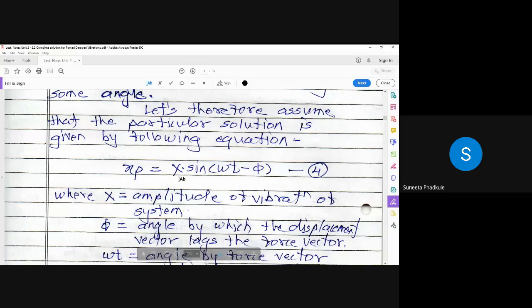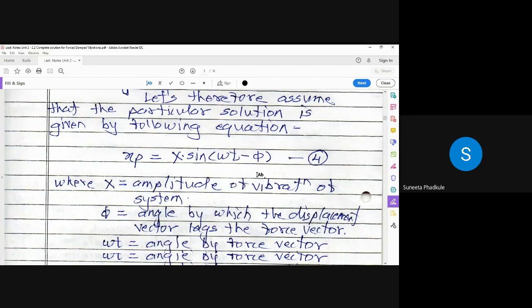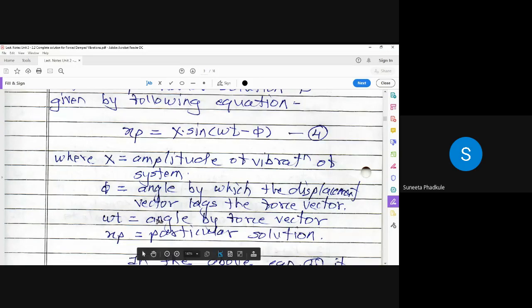See here, the particular solution is given by the displacement vector x, which will have the frequency omega, and it is lagging the force vector by some angle phi. The force vector is making the angle omega t, and xp will lag by phi. So what is the total angle of the displacement vector? Omega t minus phi. The diagram we'll see later on. So xp is equal to X sine of omega t minus phi. This is our solution. We are assuming that the particular solution is given by this equation.